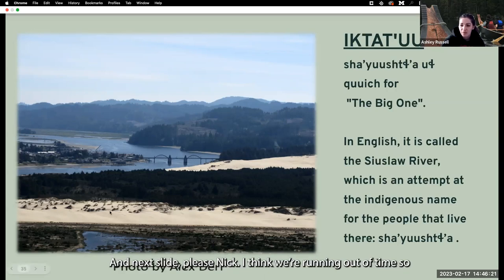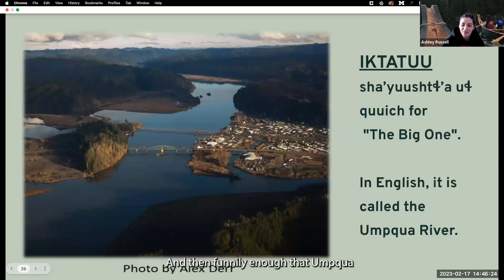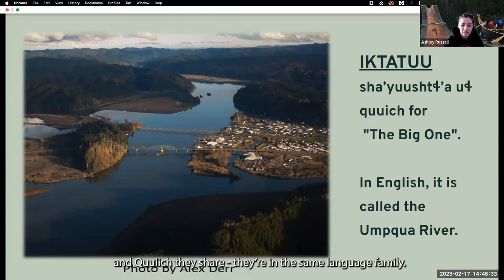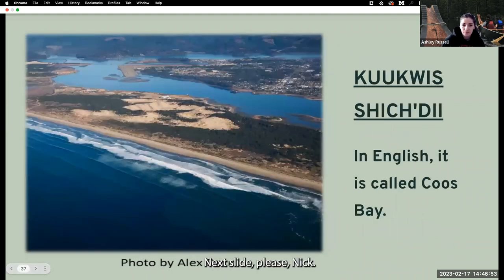And next slide, please, Nick. I think we're running out of time, so I better rush through this. And then, funnily enough, the Umpqua River is also known as Iktatu, the big one. Siuslaw and Quich, they're in the same language family, so they share a lot of the same words. Sometimes they're different, sometimes they're not, but they're within 40 miles of each other. That one's also called the big one, so it gets a little confusing. Next slide, please, Nick. And then we have Kukwishishti, which is the Coos River. That's where my people are from. And it's called Coos Bay. Next slide, please, Nick.